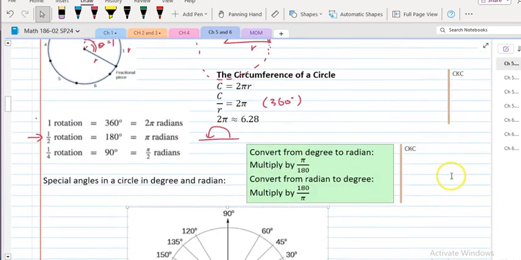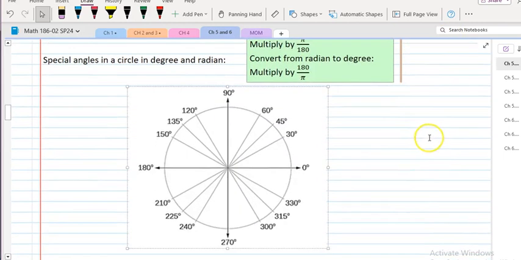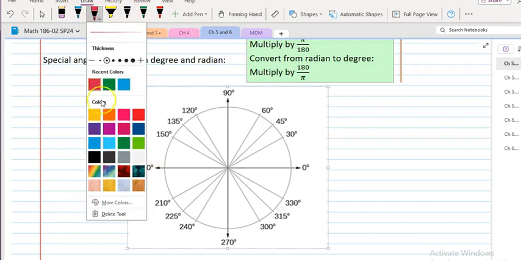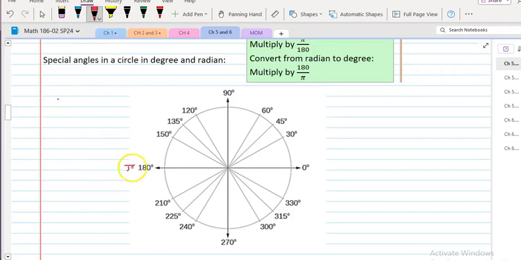So if I have a degree measure and want to convert it into radians, you multiply by pi over 180. And if you want to convert from radians to degrees, you multiply by 180 over pi. Let's do some conversions here. We know earlier that 180 degrees is pi, so this would be pi. This is 0. So if you don't write a degree symbol, that is the same as radian.